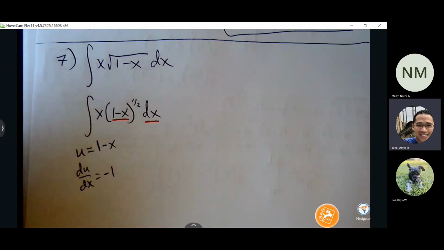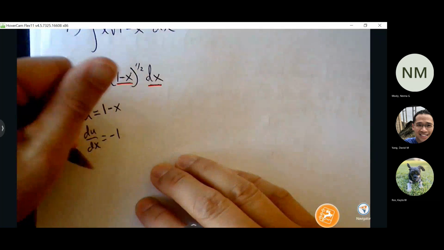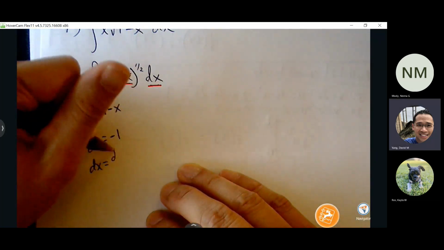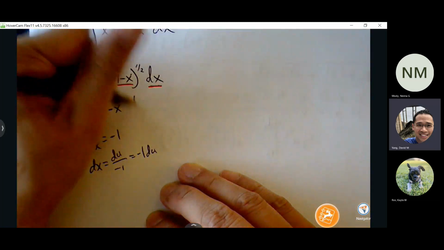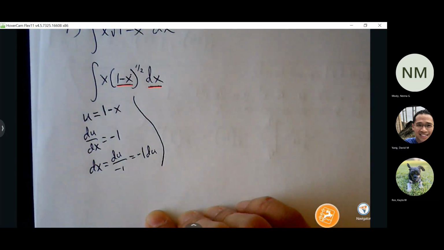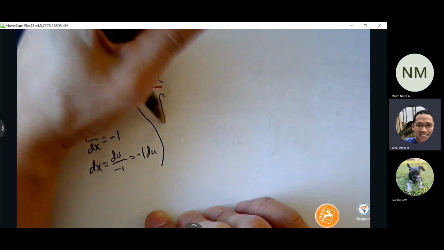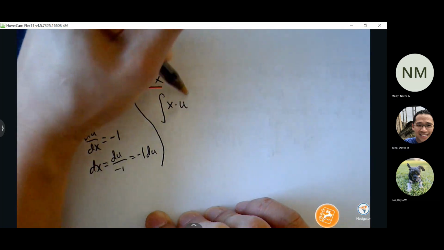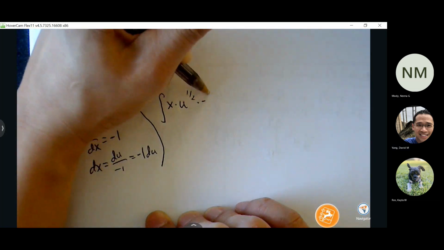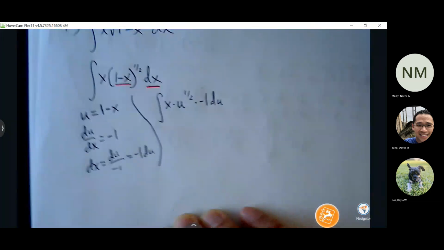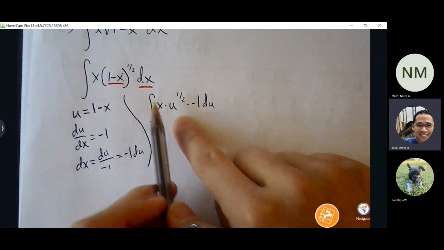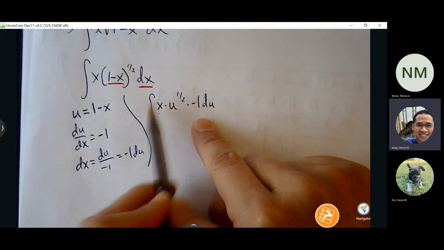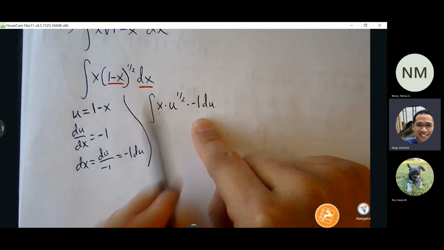So du dx equals -1. Solve for dx. Same thing as -1 du. Okay, make my substitution here. Right, the x's don't go away. We can't treat them separately and say power rule here and power rule here. We have to find a way to resolve that x.